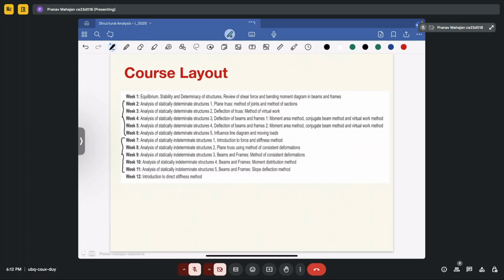Finally, in the 12th week, we will give you an introduction to the direct stiffness method, or matrix method, which you will be using in the Structural Analysis 2 course. This will provide you an overview of what is required to be solved in the next course that you will be taking or not taking, depending upon your choice.